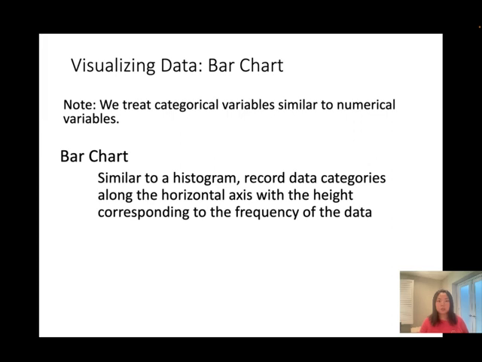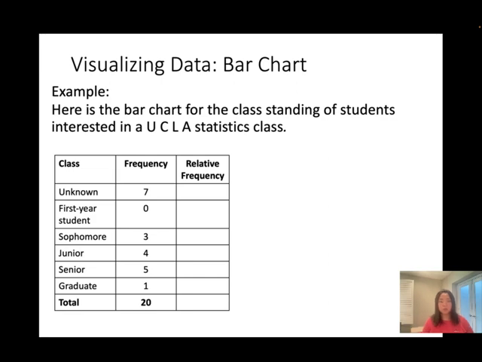The bar chart, similar to a histogram, records the data characteristics along the horizontal axis with the height corresponding to the frequency of the data. So I'll show you an example. Here's the bar chart for the class standing of students interested in the UCLA statistics class. We have the class here. This is a category. And the frequency.